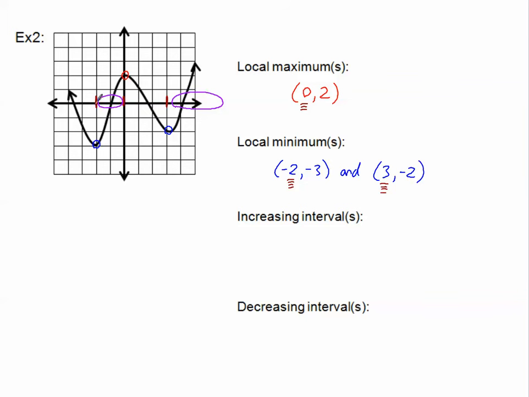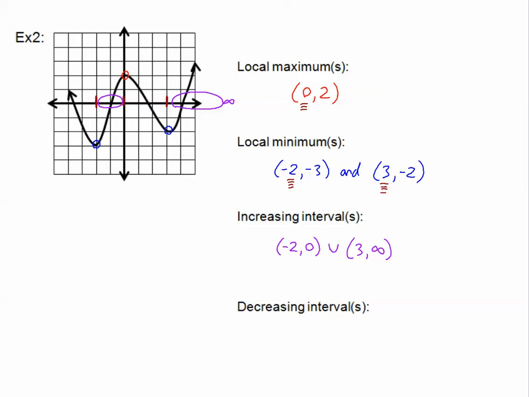This one happens between -2 and 0. So I'll simply say -2 and 0. Remember, just always parentheses with this. Union, let's see where the other one is. It picks back up at 3 and goes all the way to infinity. So that's what I'll say, 3 to infinity. Pretty simple.